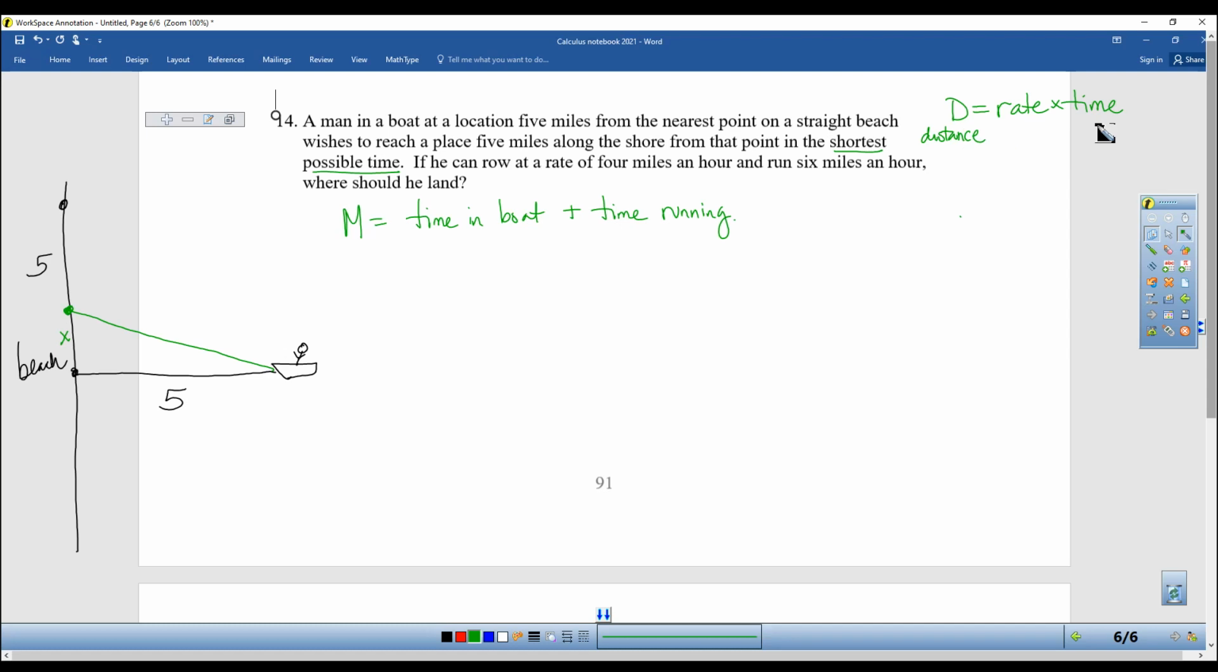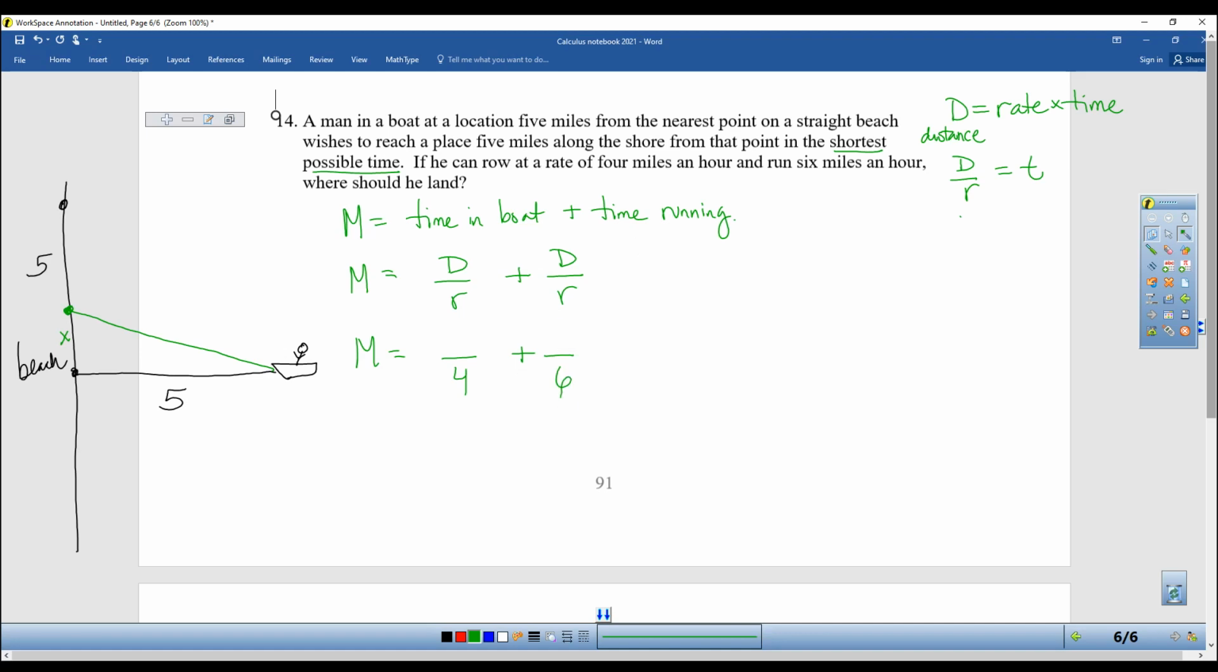So if distance is rate times time, then time is distance over rate. So I'm just calling it m because it's what I'm going to minimize. So his time in the boat would be his distance in the boat over his rate in the boat. His time running is going to be the distance that he runs over his rate running. Well, I know that when he's rowing, his rate is 4. When he's running, his rate is 6.